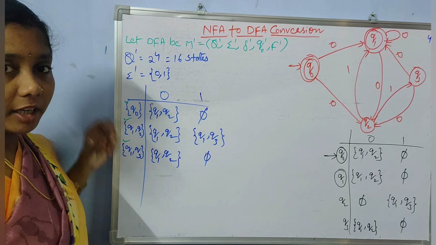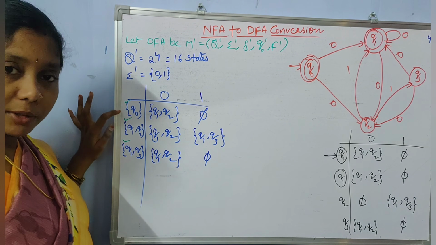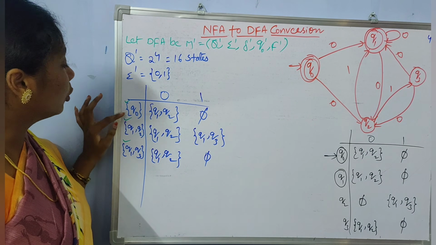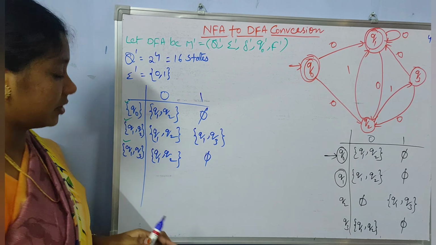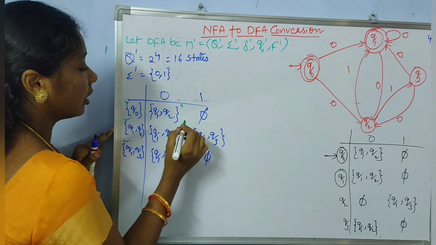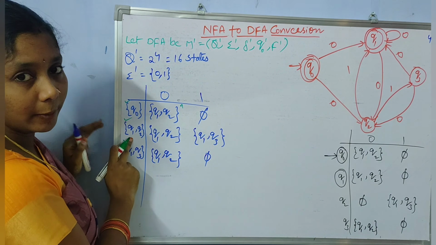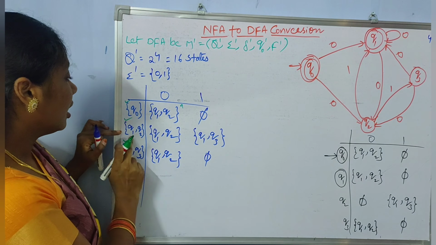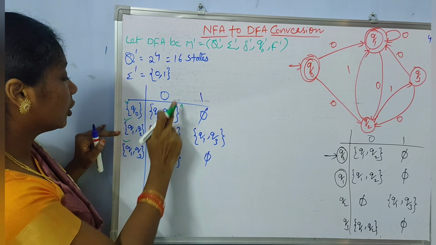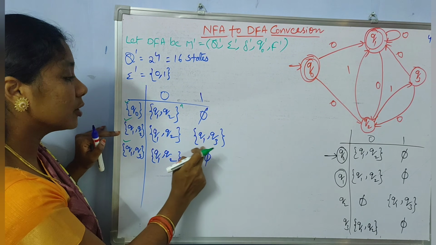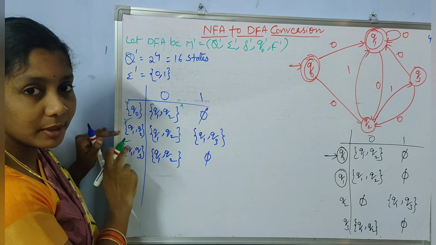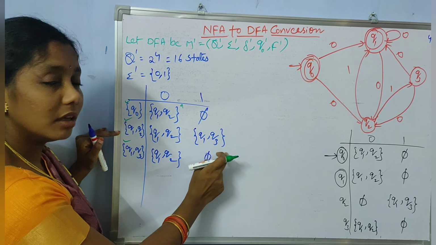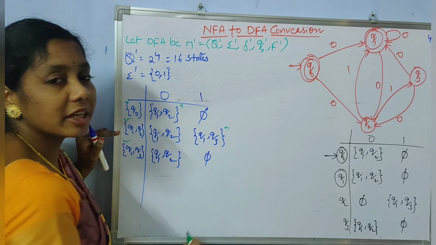From the beginning, let me explain once again. Here we need to start with the initial state Q0, and with 0, this is the resultant state. Since this is a new state, we need to consider it again. For Q1, Q2, with 0 it goes to Q1, Q2, and with 1 it goes to Q1, Q3. So Q1, Q2 is already marked as a reachable state. Now we need to consider Q1, Q3. This is a new state actually.